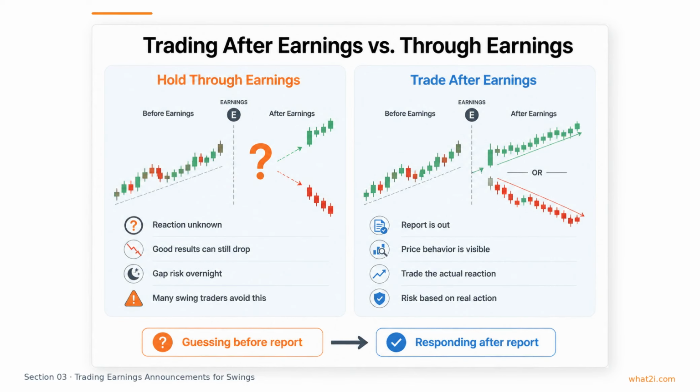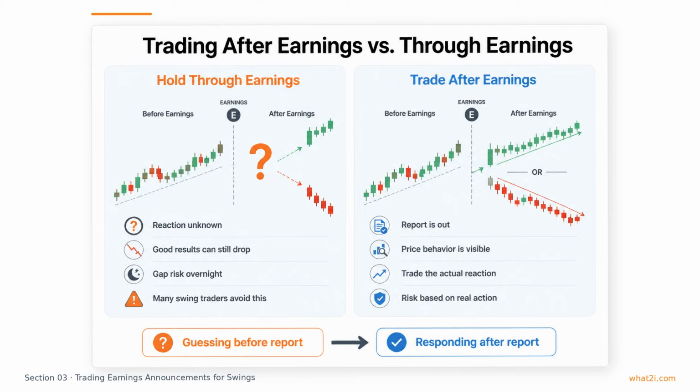There is a major difference between holding through earnings and trading after earnings. Holding through the report means accepting pure event risk, because even strong results can produce a sell-off if expectations were too high. In that situation, the market reaction is unknown and often impossible to control overnight. Many swing traders simply avoid that kind of uncertainty.